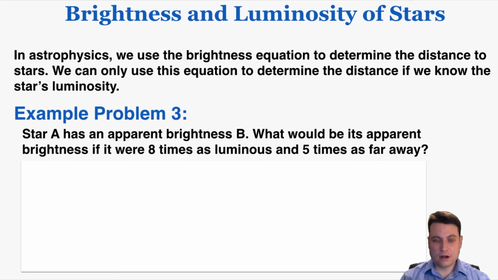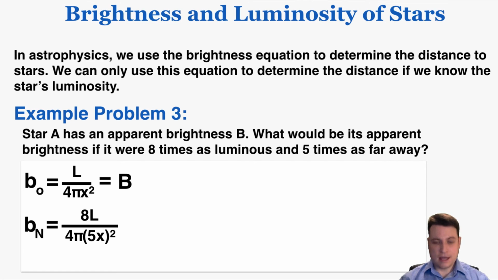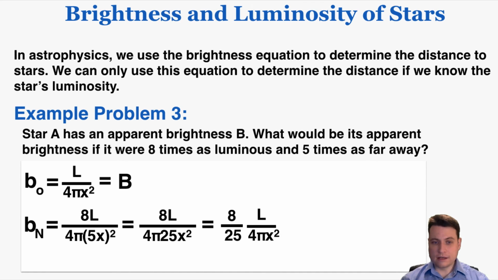In problem 3, star A has an apparent brightness B. What would be its apparent brightness if it were 8 times as luminous and 5 times as far away? This is another proportional reasoning problem, so I'm going to write the equation for brightness and the new equation for brightness, plugging in the values. It's 8 times as luminous and 5 times as far away. Just carrying out that square and then isolating my original equation gives me that the star is now 8/25 as bright as it was originally. So that means that my answer is going to be 8/25 of the original brightness.